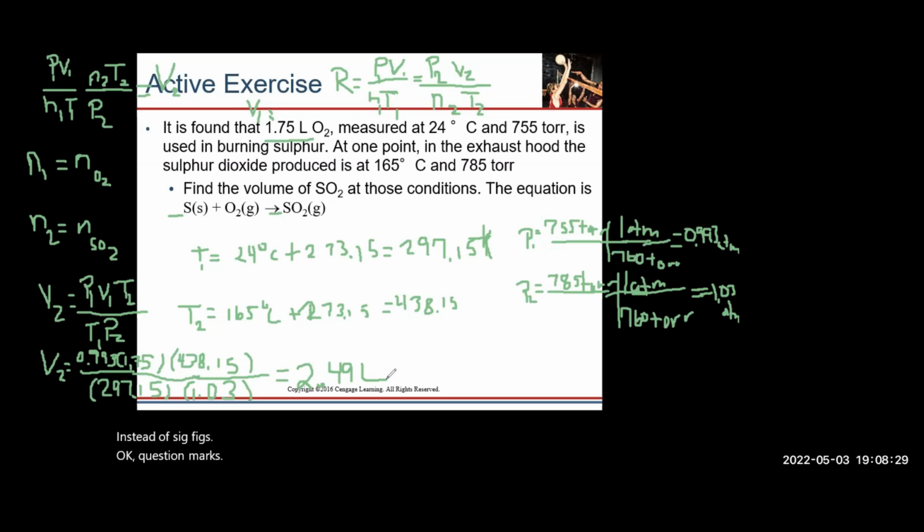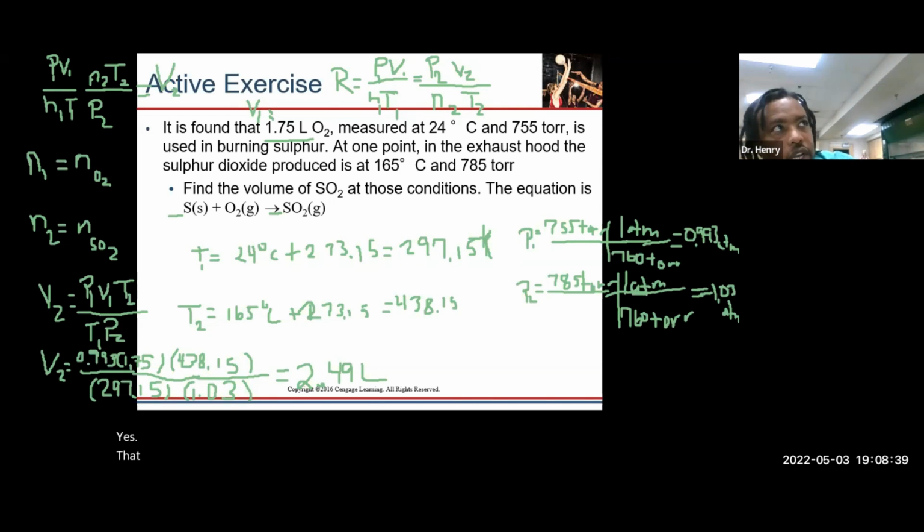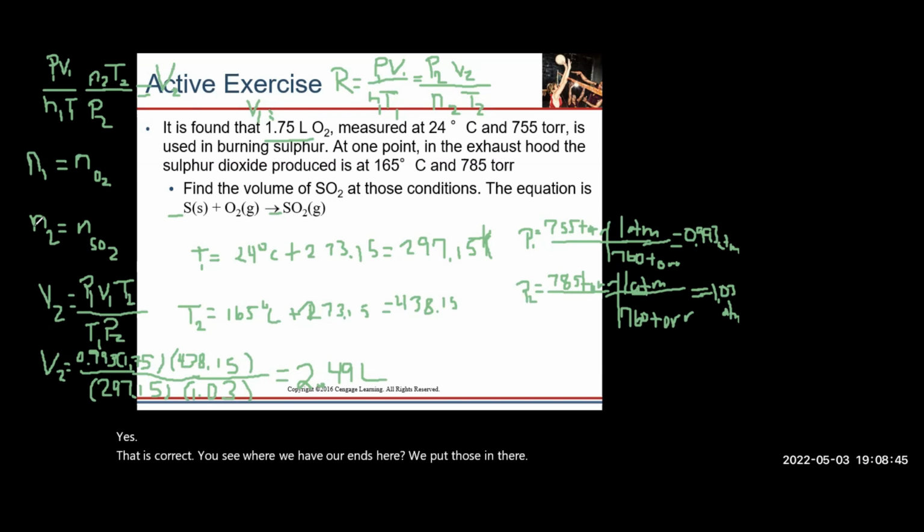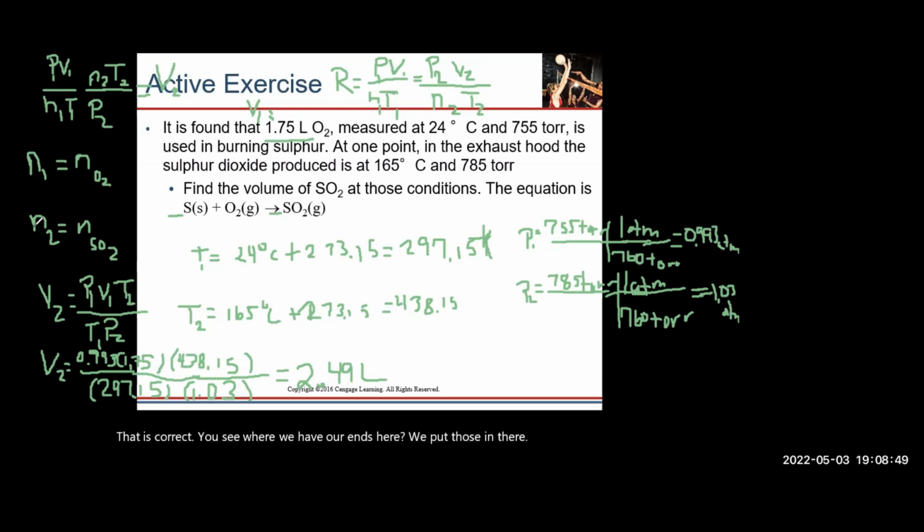Professor, if it did have a different molar ratio, say like 3 to 2, you would have to write that into the equation. That is correct. You see where we have our Ns here? We put those in there. So would you write like the 3 mole SO2, for example? Yeah, so write it down like that.